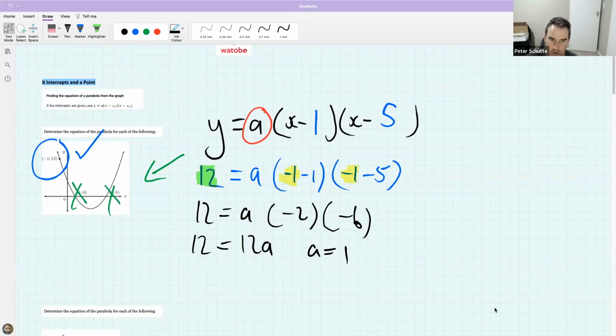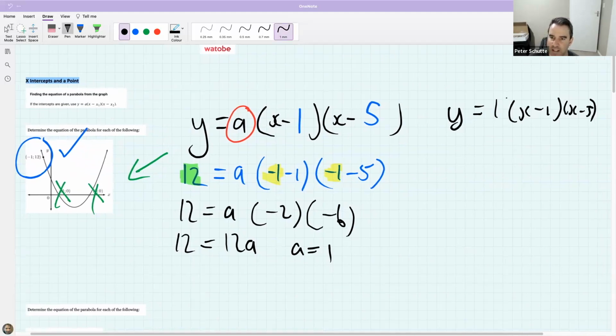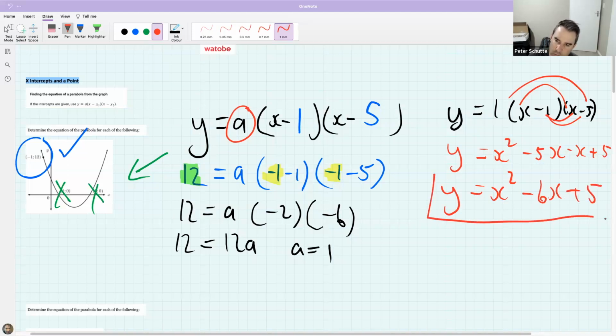And so what I'm going to do is I'm going to say y is equal to 1, x minus 1, x minus 5. But that's not standard form, so I need to still multiply this out. And so all I do then is I get x squared minus 5x minus x plus 5. And so the equation of my graph, my parabola, should be that.